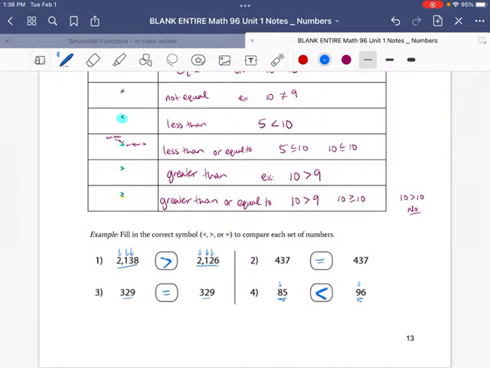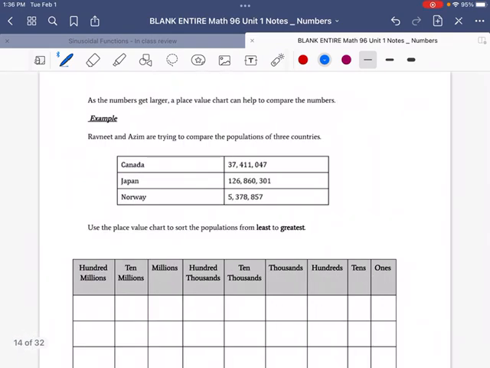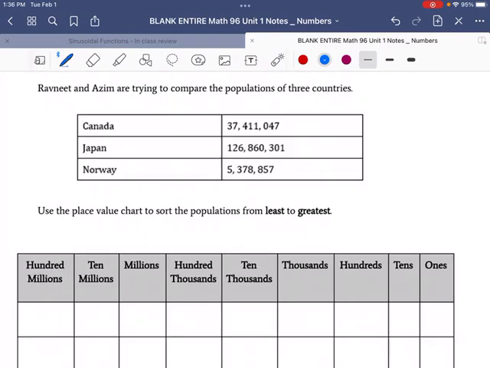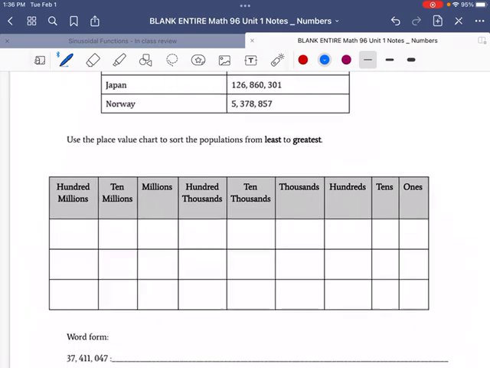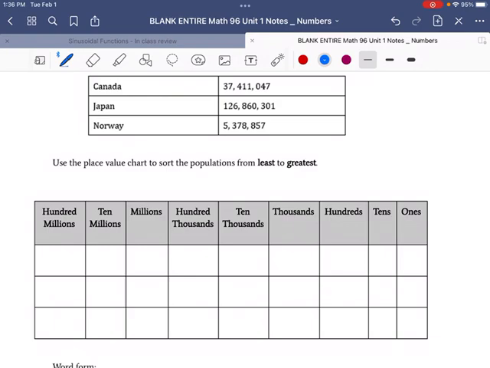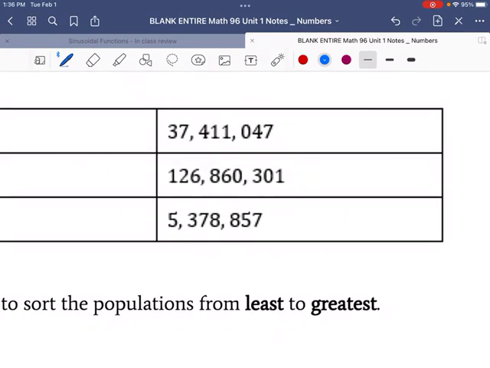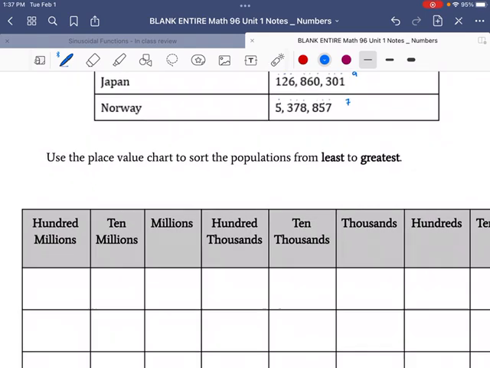All right. Here's another example. Ravneet and Azim are trying to compare the populations of 3 countries. Use the place value chart to sort the populations from least to greatest. Let's just count the number of place values here. 1, 2, 3, 4, 5, 6, 7, 8. There's 8 spots. 1, 2, 3, 4, 5, 6, 7, 8, 9. Okay, that's using up 9. 1, 2, 3, 4, 5, 6, 7. That's only using up 7. So Norway must be the smallest, and let's fill in Norway's information.